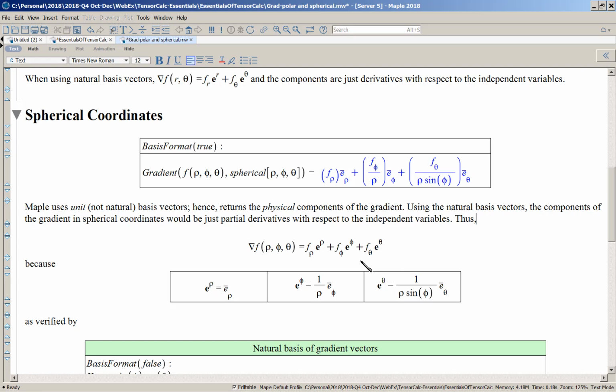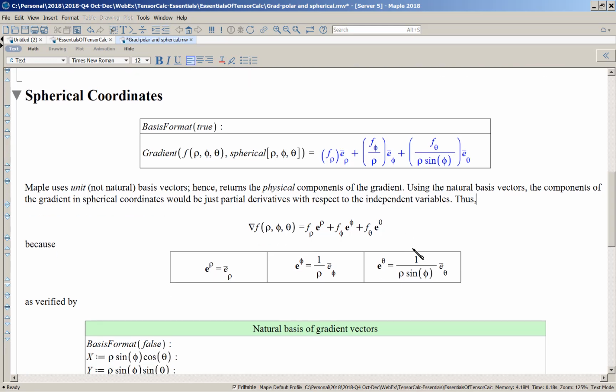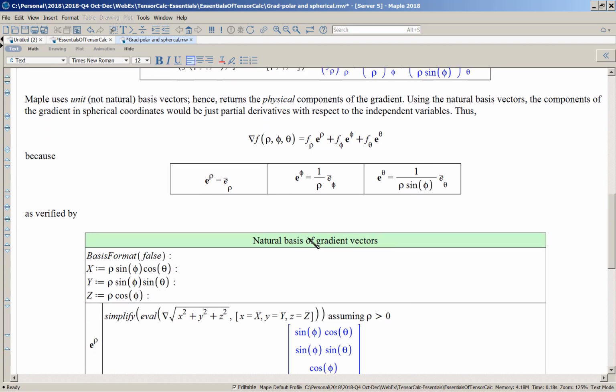and all you have as the component in the gradient is the derivative. That's all that shows up. And then with respect to theta, if you look at what E theta is, it's 1 over rho sine phi times this unit vector. So if you subsume this scale factor up into here, then you have just the derivative with respect to theta as the component. Okay, so let's now verify these statements here.